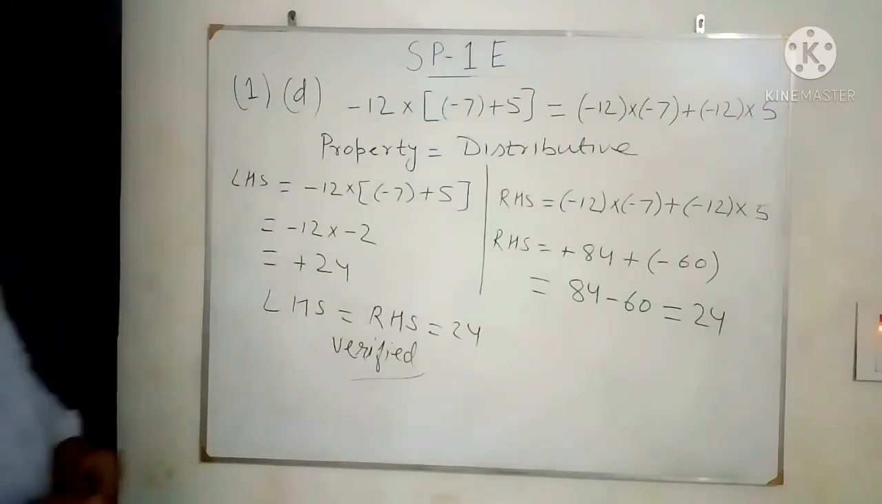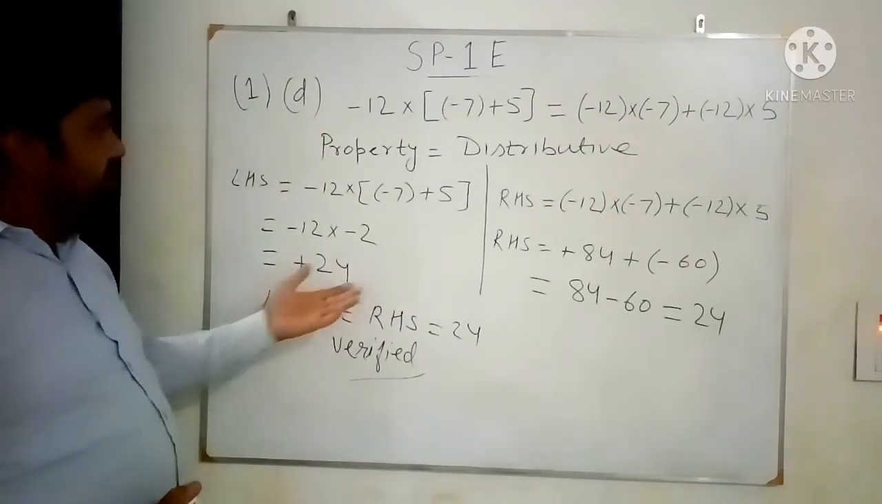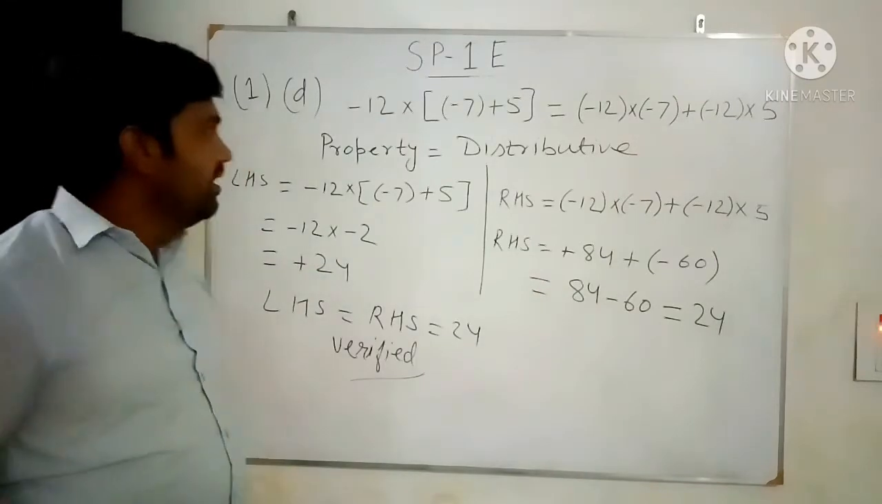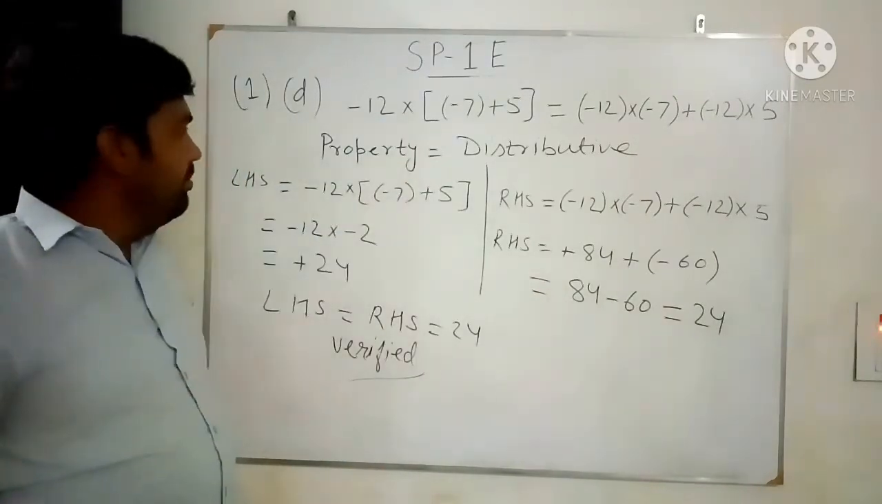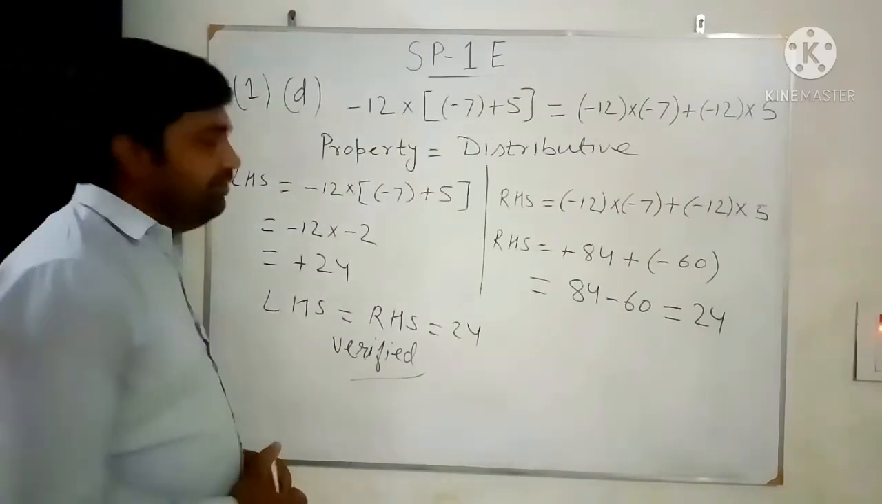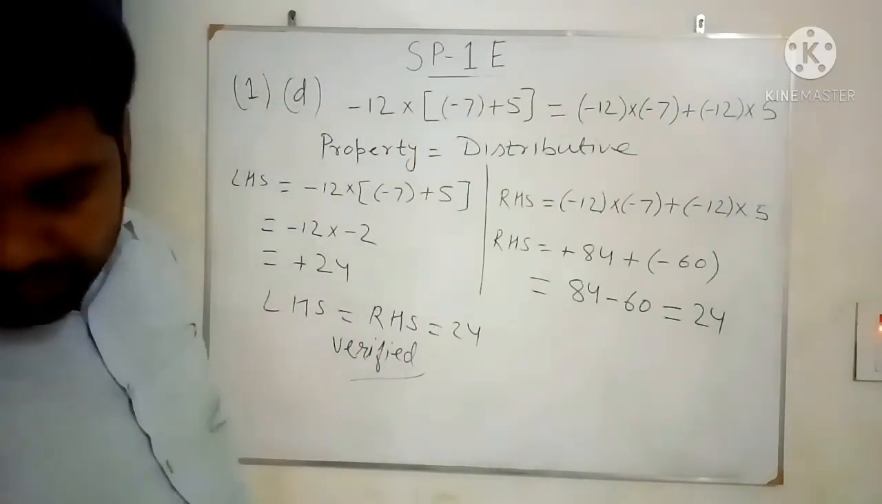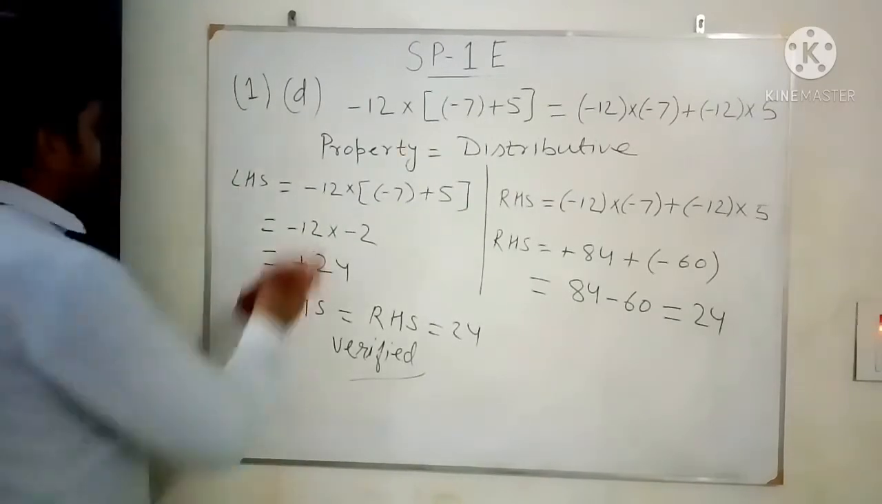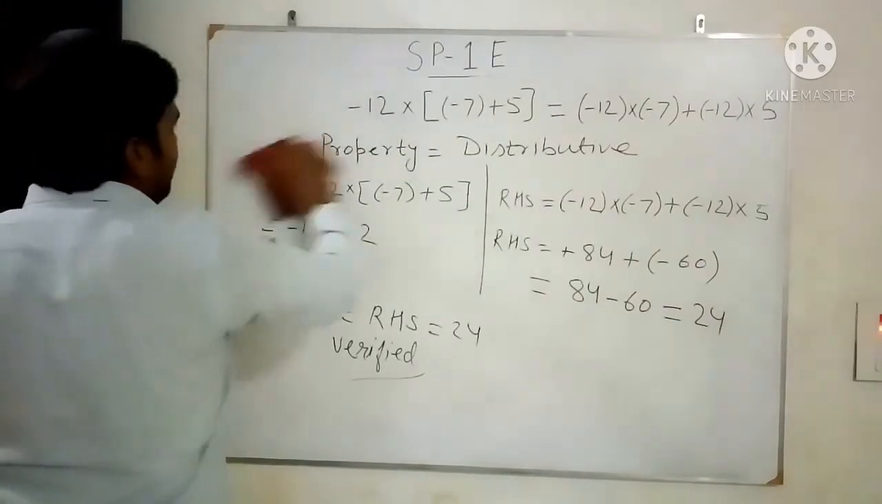Okay, now you can see in this also we have proved left hand side is equal to right hand side. So the distributive property of multiplication over addition holds on the integers. Okay, now we do question number 2, fill in the blanks. Now we move to question number 2.